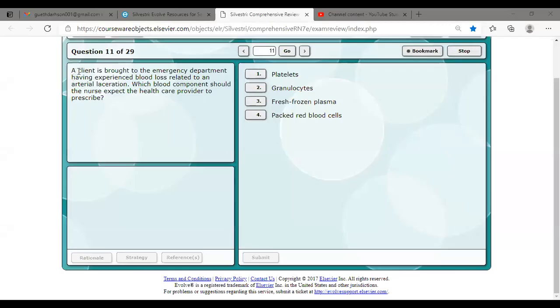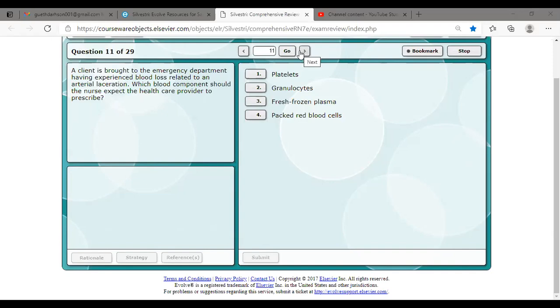Question here. A client is brought to the emergency department having experienced blood loss related to an arterial laceration. So which blood component should the nurse expect the healthcare provider to prescribe? This is a wonderful question where we're going to learn how to answer.